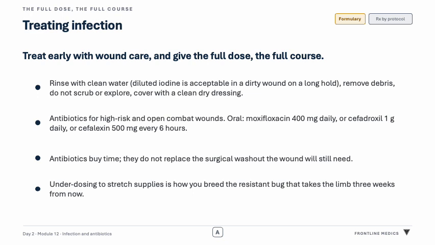And the rule that matters most over time: the full dose, the full course. Note that antibiotics at the point of injury buy time. They do not replace the surgical washout and debridement the wound will still need, but underdosing to stretch your supplies is exactly how you breed the resistant bug that takes the limb 3 weeks from now.